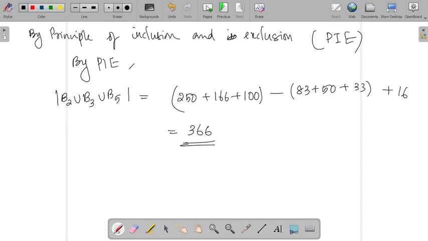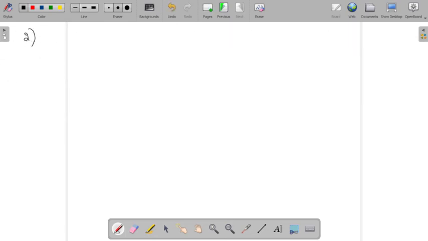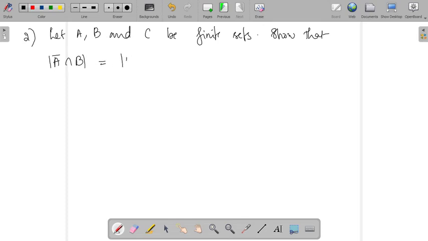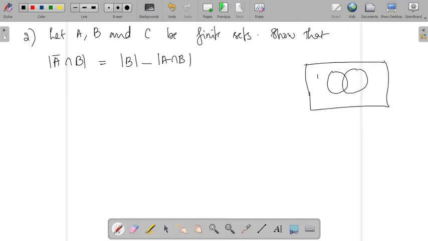And the next problem is: let A, B and C be finite sets, then show that the cardinality of A complement intersection B is equal to the cardinality of B minus the cardinality of A intersection B. So let us consider the sets A and B. Then A complement intersection B will be, so that will be this portion.